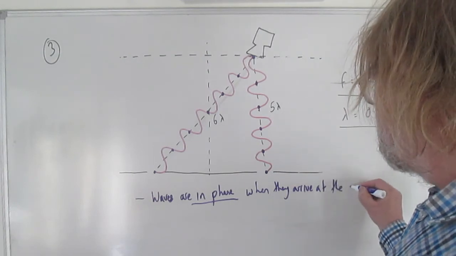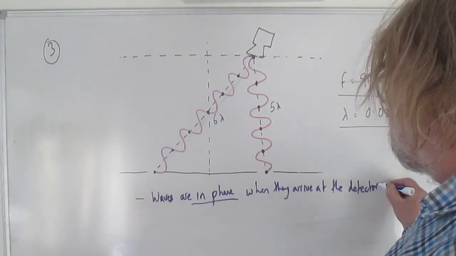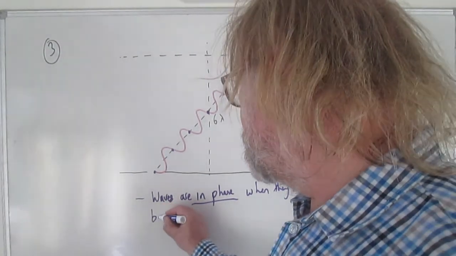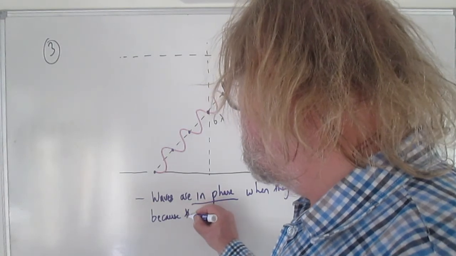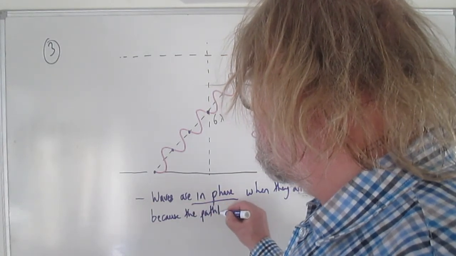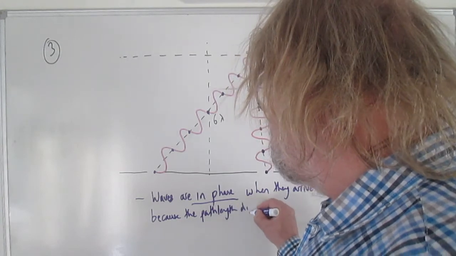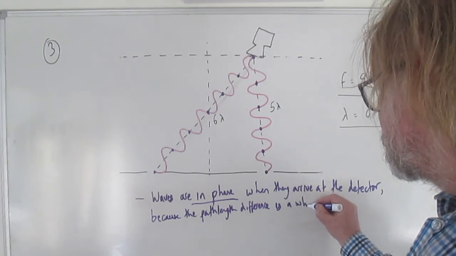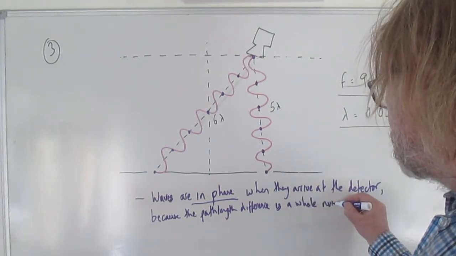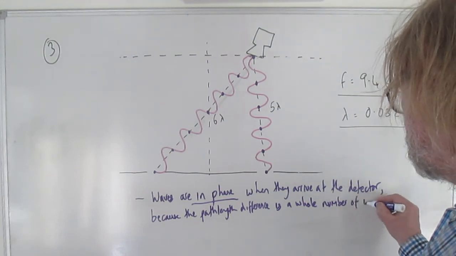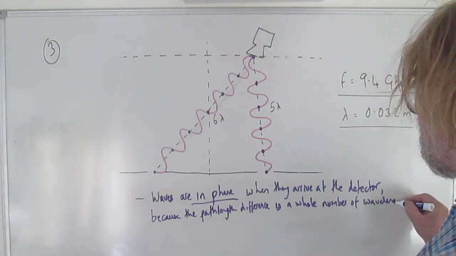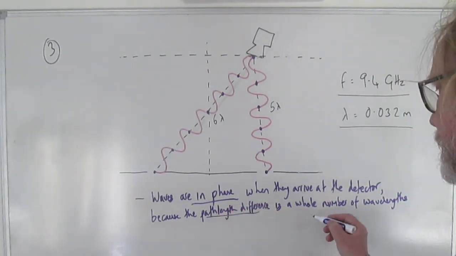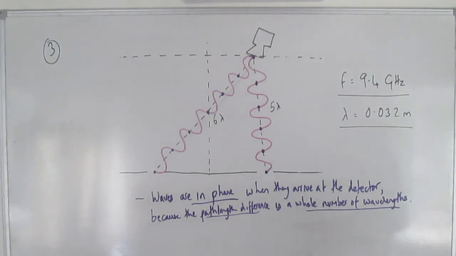And I think it's important that you spell out why rather than just stating that, because it says explain, and you explain that because the path length difference is a whole number of wavelengths, which in this case is 1, but any whole number you would come to the same conclusion. Okay, so that's the first thing. The waves are in phase because the path length difference is a whole number of wavelengths.